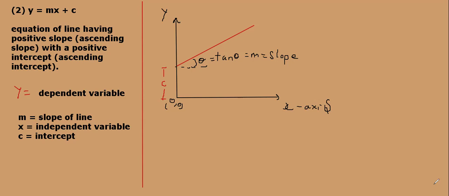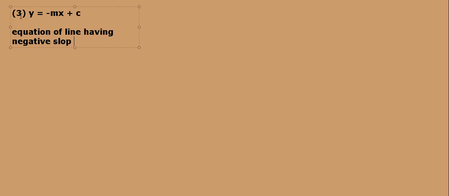Similarly, going for another graph. Next, the third graph we are going to deal with here is y equal to minus mx plus c. This graph means the equation of a line having negative slope and positive intercept. Right, this is an equation of a line in which there is a negative slope and a positive intercept is present.